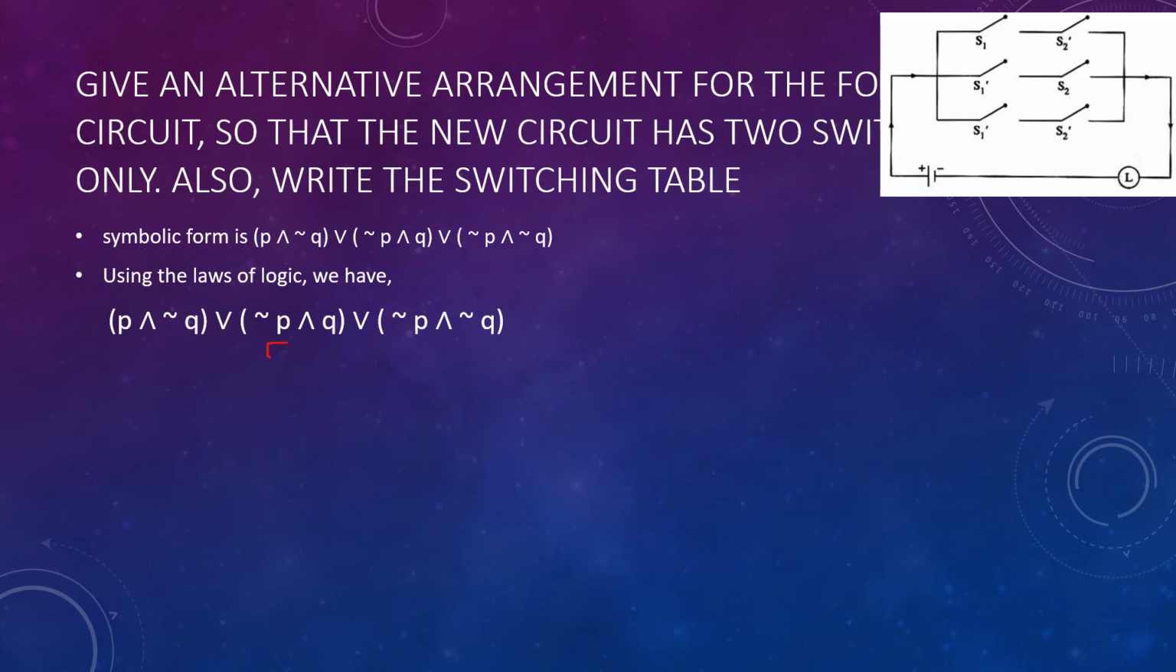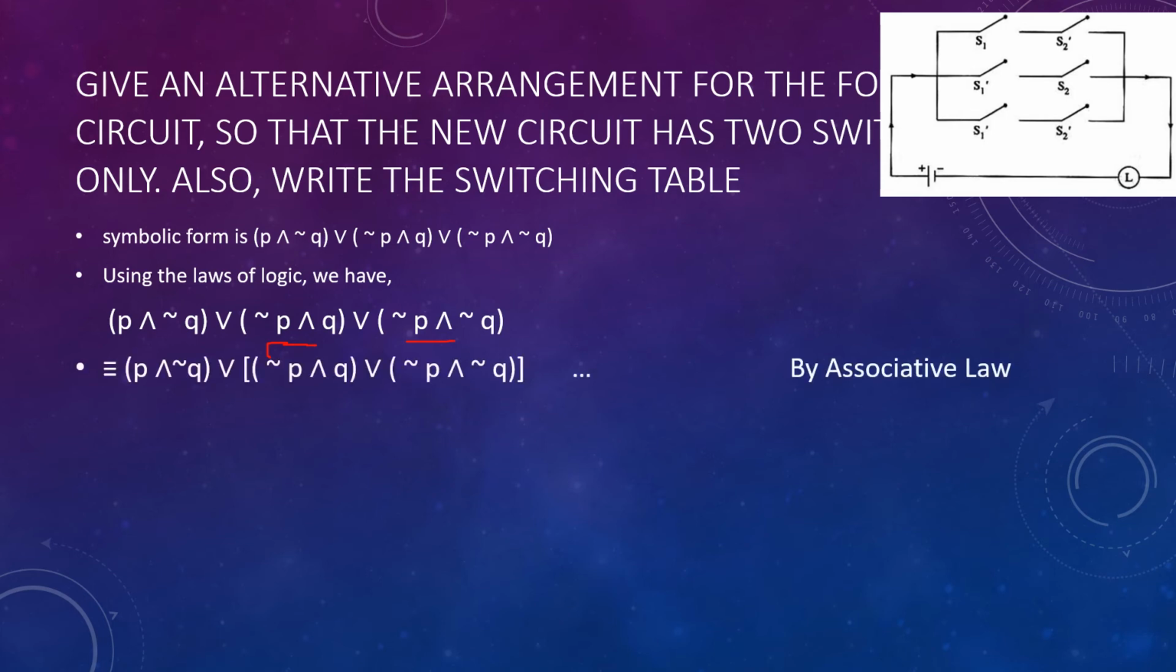See, negation P and the other part are common. Can you see? So I'll take that part common. So what will be left? Q or negation Q. So first I applied the associative law. Can you see? I applied brackets to this because everything is an OR combination. Then I will take negation P and common. So if I take negation P and common, what is left? Q or negation Q.